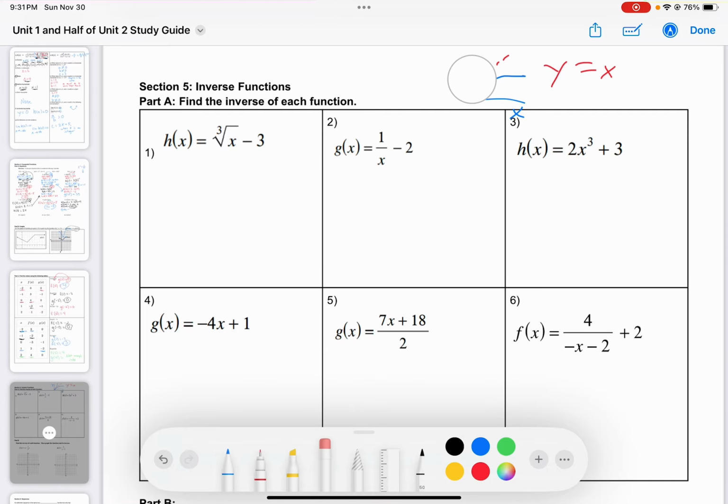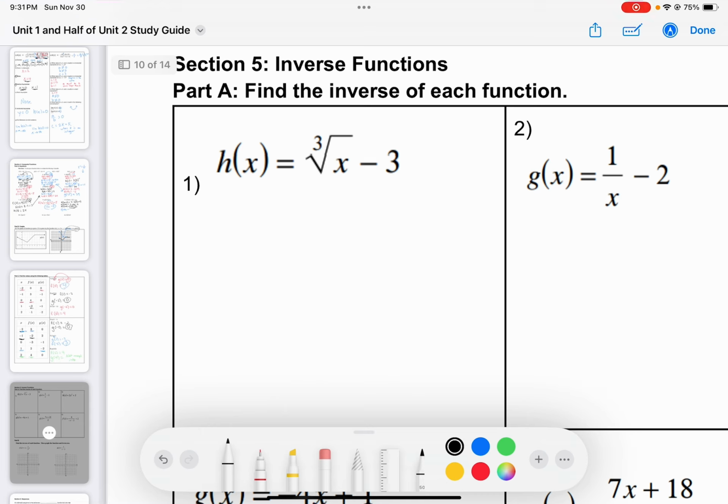So to find inverse functions, you literally just switch the input and the output. Here the output is h of x, the input is x. I'm just going to use x's and y's for simplicity, so I'm going to switch them. X goes over here, y goes over here, and now I'm just solving for y. So this is pure algebra.